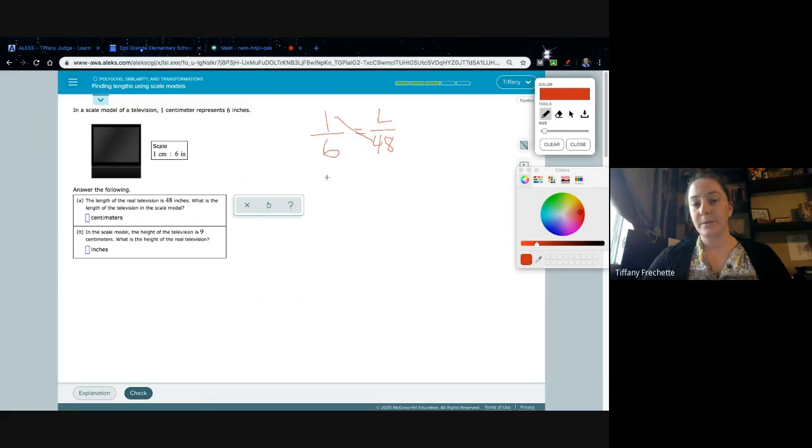So we're going to cross multiply. 48 times 1 equals 6 times L. 48 times 1 is 48. And then 6 times L is 6L. We're going to divide by 6 on both sides. And we get 8, because 48 divided by 6 is 8. 6 divided by 6 cancels. So the length of the scale model is 8 centimeters.